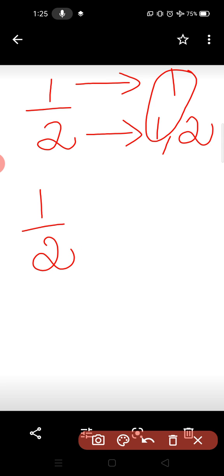So now 1 by 2 is called the simplest form of a fraction. When the numerator and denominator do not have common factors other than 1, then this type of fraction is said to be in simplest form or reduced form. Take one more example.